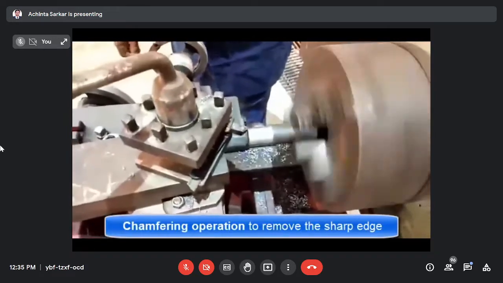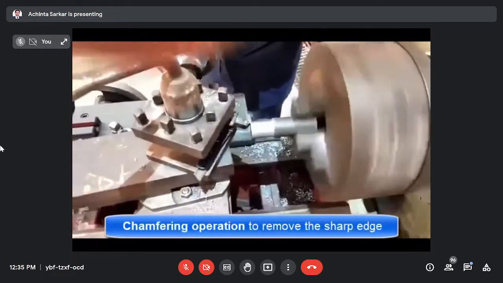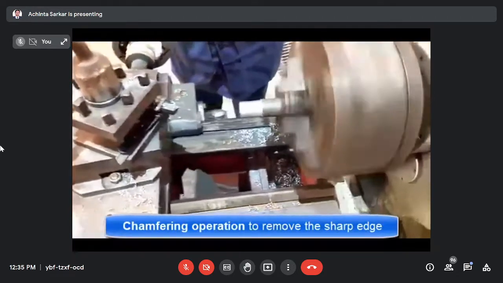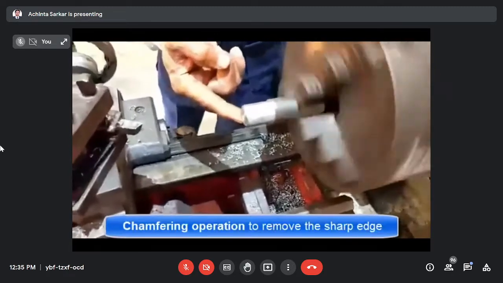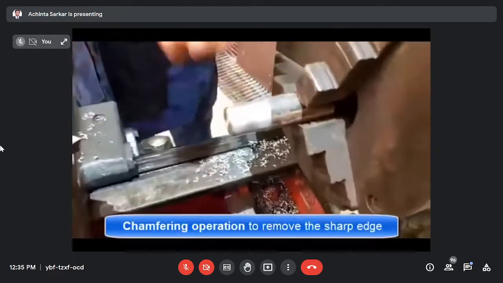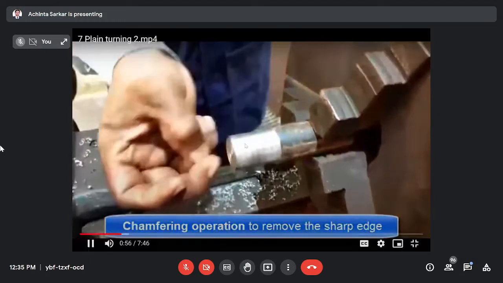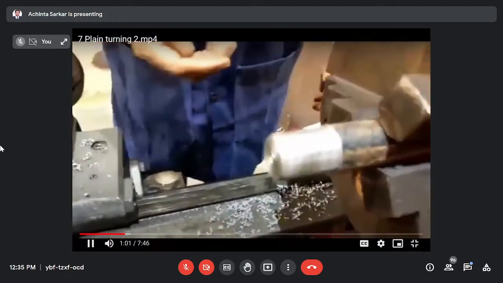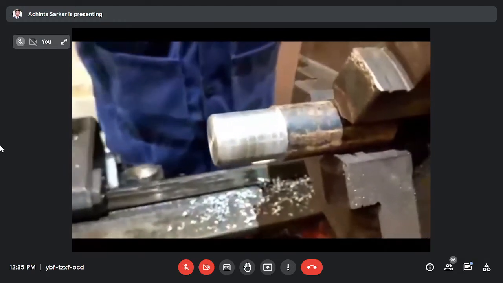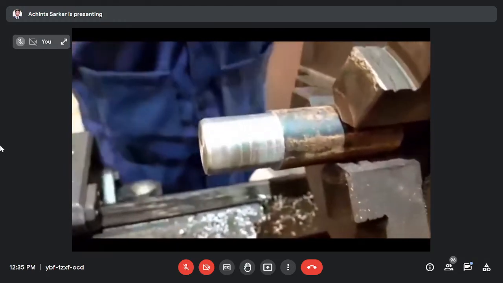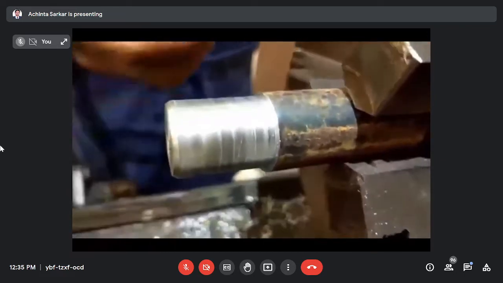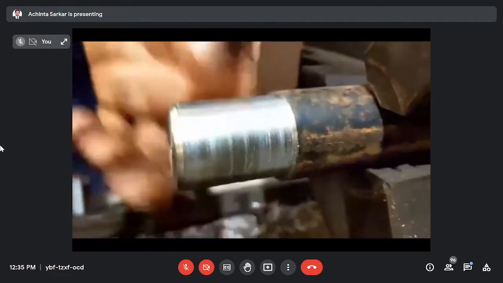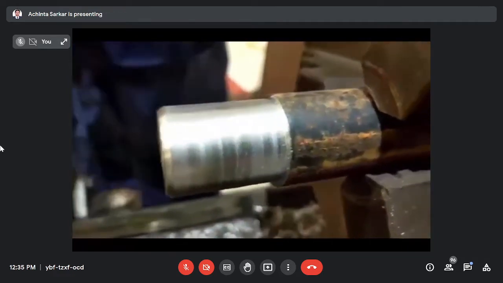Just going on the machine and just reducing the corner of the workpiece. This is called the chamfering operation. With the help of this operation you can save the edge of the diameter of the workpiece, and when matching the diameter with the female part or male part, at that time the contact will be easy to mesh or press the diameter inside the diameter. It will be easy to press and easy to fit.